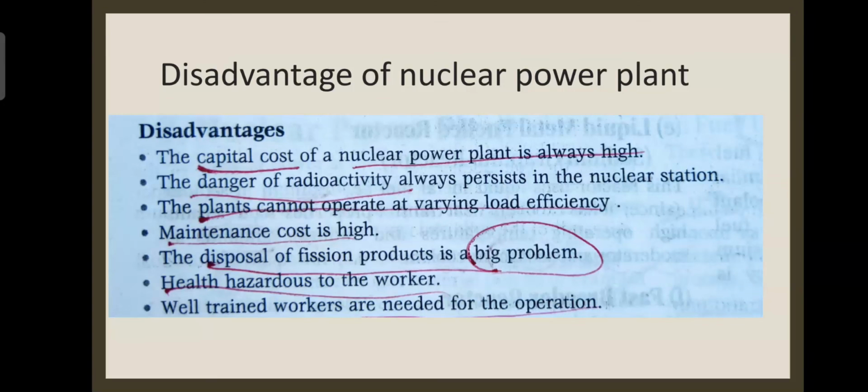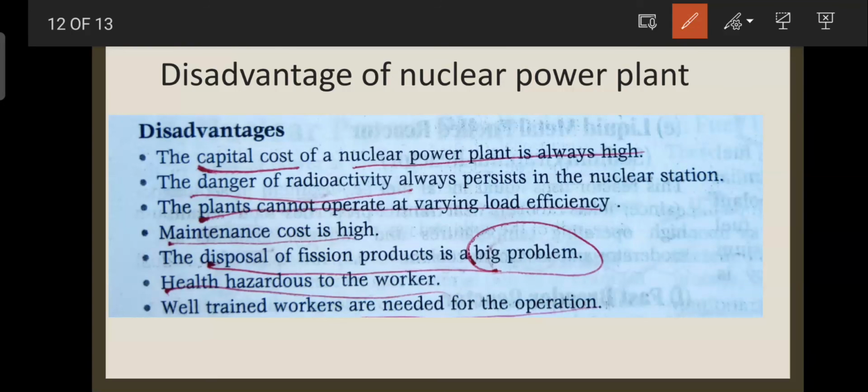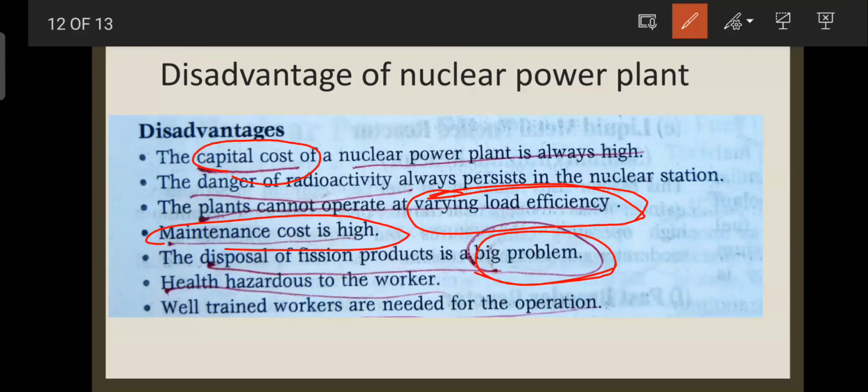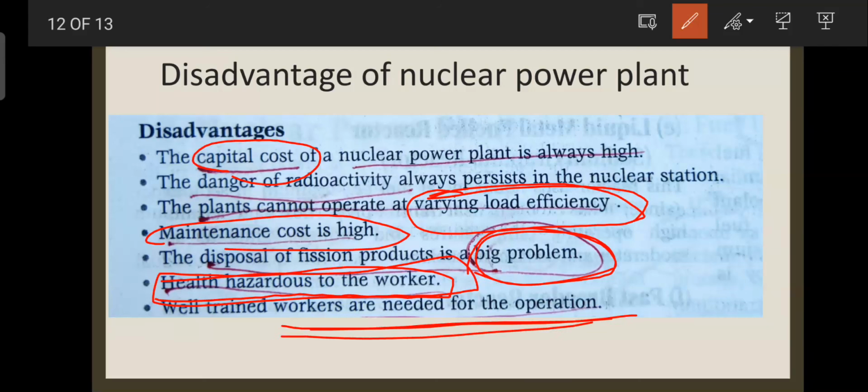Let me start the rest of the part of the disadvantages. The plant cannot operate under very high load efficiency, and maintenance cost is also very high, and capital cost is also very high, and disposal of fission produced waste is a big problem, and health hazard of the worker is very dangerous. So that is also our main concern, and well trained workers are needed for this operation. Okay, I think all advantages and disadvantages are complete.